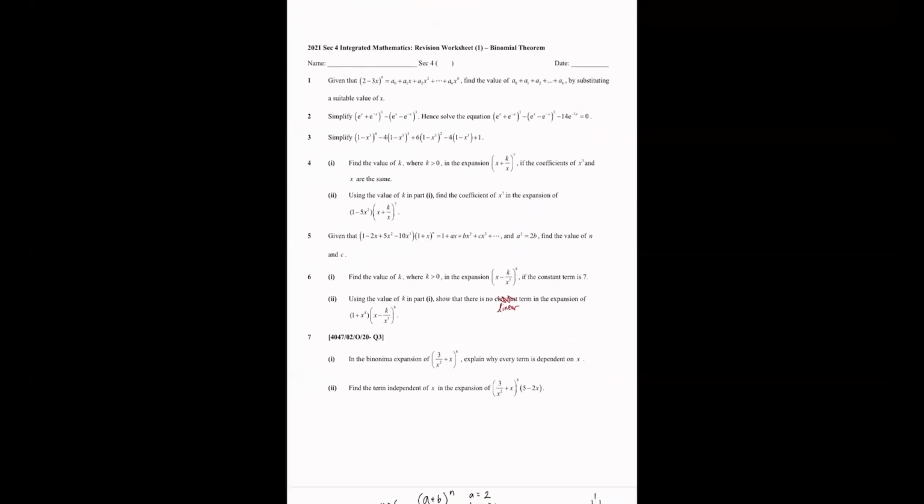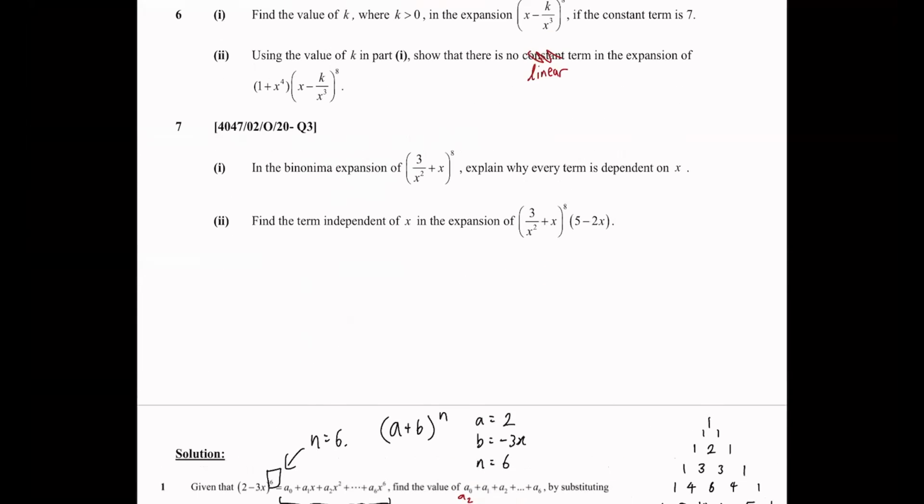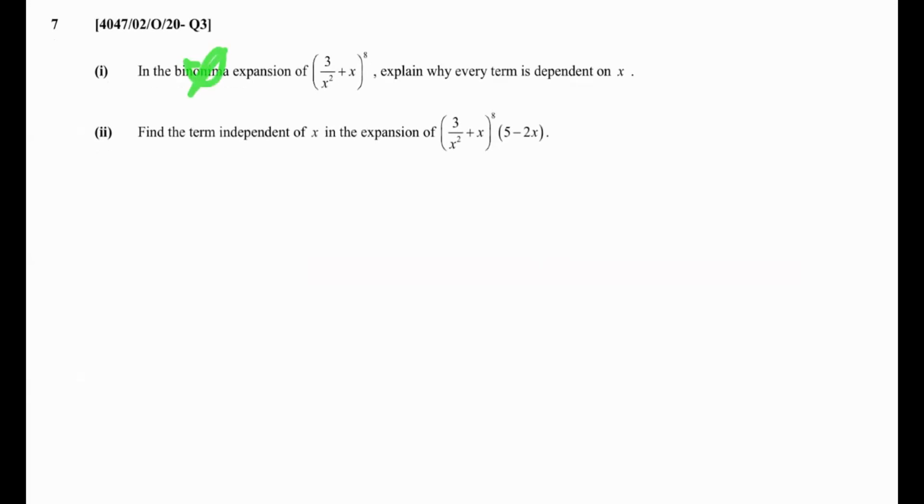And the last question, finally, question 7. Okay, let's see. I'll start a new page. What is question 7? In the binomial expansion of 3 over x squared plus x, power 8, explain why every term is dependent on x. Meaning that there is no constant. Okay, it's saying that there are no constants.